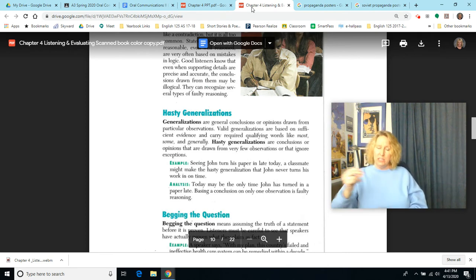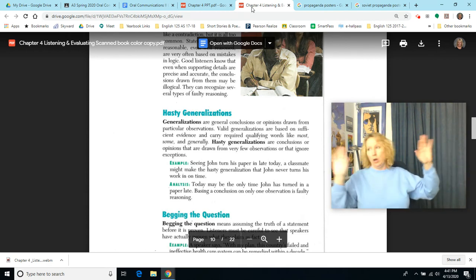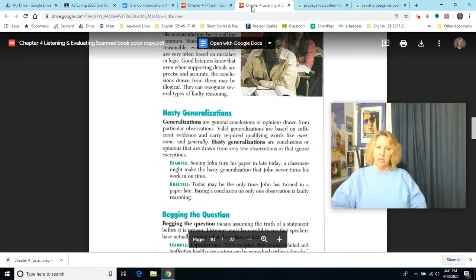A hasty generalization, or one that's too fast, is when you jump to a conclusion, but you've not observed very many times and you ignore other cases. The example in the book says, you see John turn in his paper late today, and then a classmate might make this hasty generalization that John never turns his work in on time. But if you analyze this further, today might have been the only time that John turned in his paper late. Your classmate says, look at him, he's always late, or he's lazy or something, right? That's a bad conclusion based on a single incident.